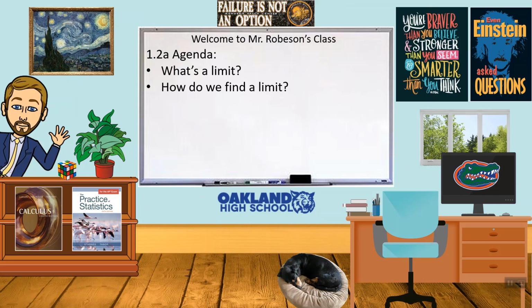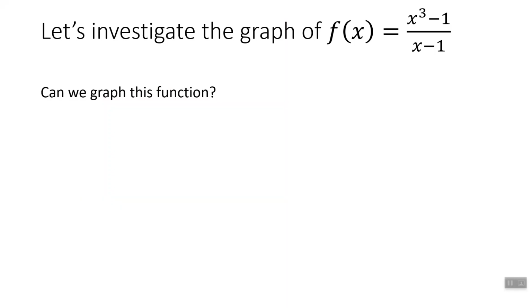Today we are going to look at limits. So we're starting the first probably new thing for most of you in calculus. We're going to look at what's a limit and how do we find a limit. To do that, we're going to investigate this little function here. We're going to look at the graph of f of x equals x to the third minus 1 over x minus 1. In our last presentation, we went over how to graph this.